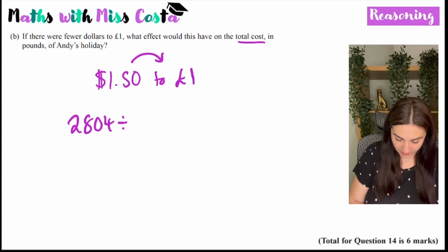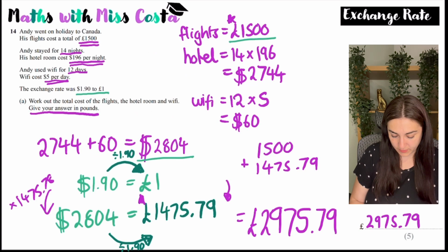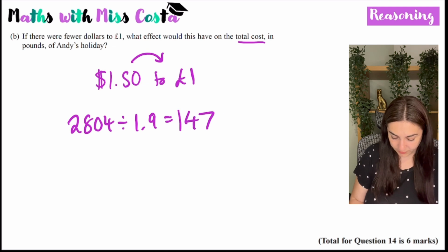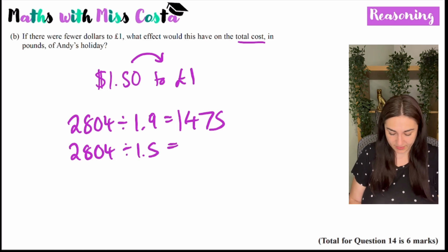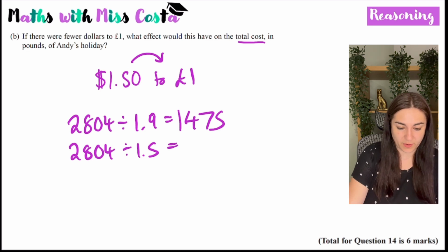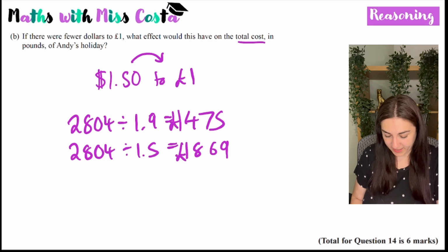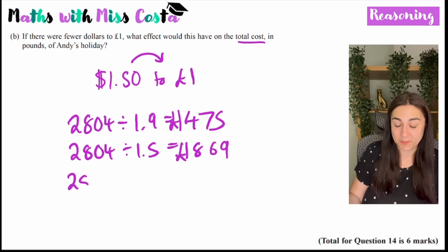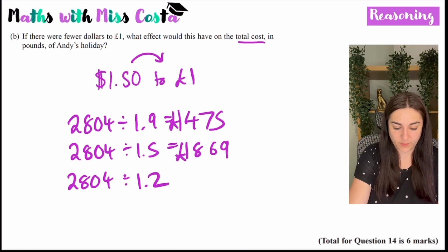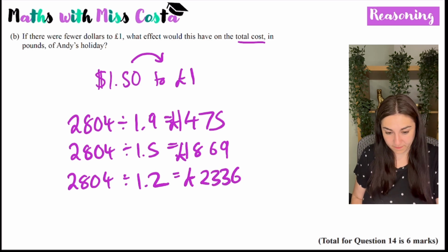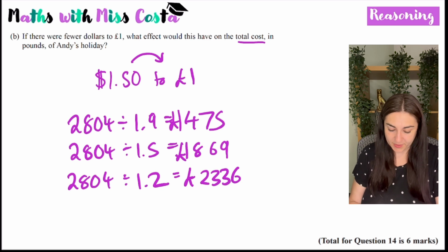So I divided it by 1.9 to get £1,475. But if instead I were to divide it by, for example, 1.5, let's just see what impact it would have. So 2,804 divided by 1.5 leaves me with £1,869. So the less money, and let's just show another example. So let's make it even smaller. Let's say 1.2. 2,804 divided by 1.2 is £2,336.